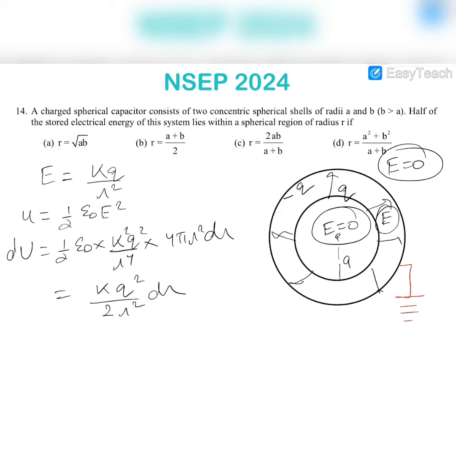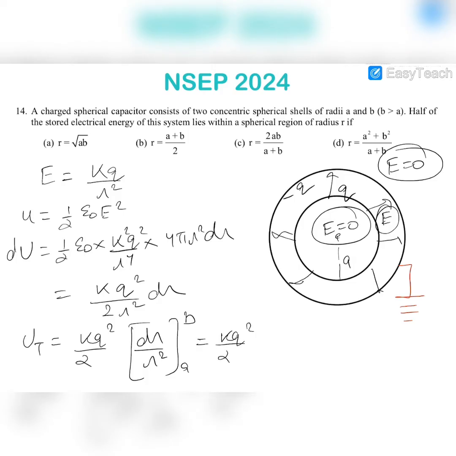Now first of all, if you calculate the total energy, it would be kq square by 2 times the integration of dr upon r square. The limit will be from a to b, because the energy will be stored in this region only. This gives kq square by 2, and the integral is minus 1 upon r, so it would be 1 upon a minus 1 upon b. This is the total energy stored.